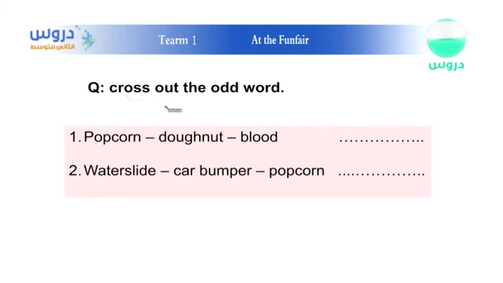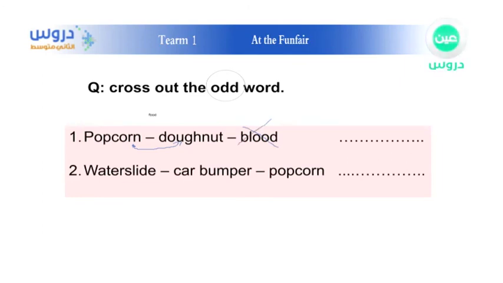Here we have an activity we have to do together now. Cross out the odd word. Do you know what odd means? I mean a strange word. Look at these three words: popcorn, donut, blood. Donut and popcorn have something in common, right? Both of them are food. But what about blood? Very good, so cross out blood.